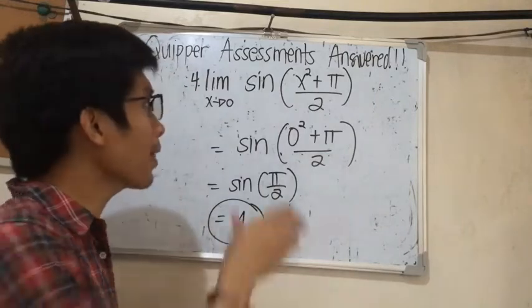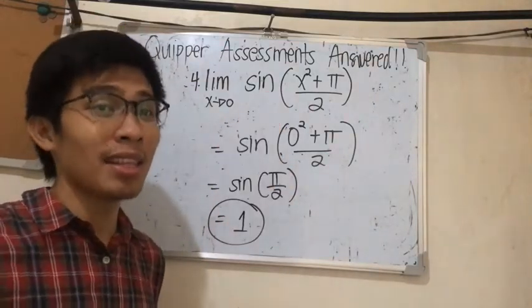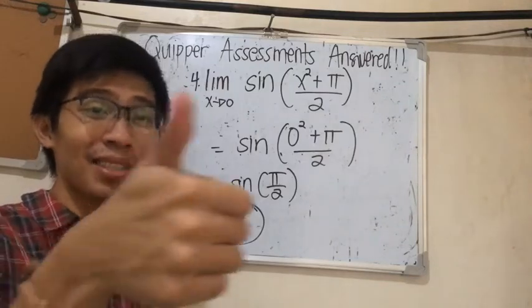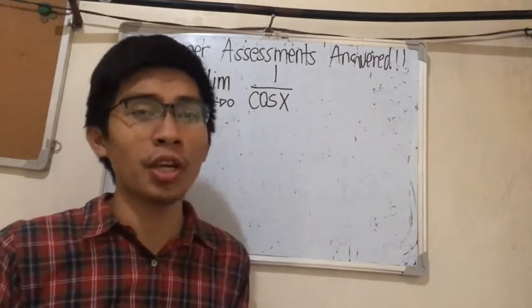Therefore, the limit of this function is 1. Simple as that. Did you get it right? That's great. Let's continue mastering the limit of trigonometric functions.